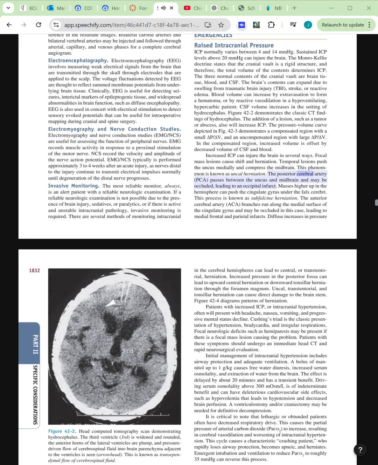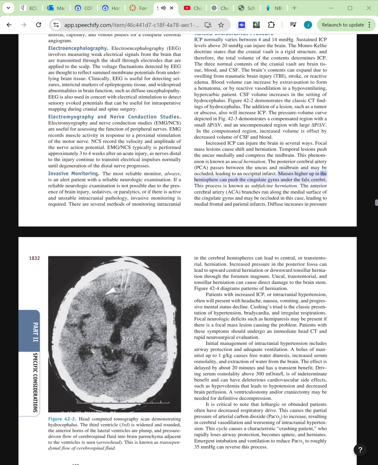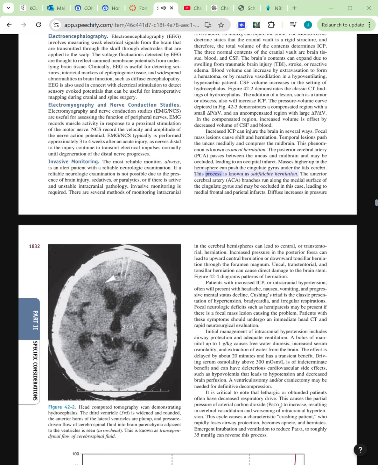The posterior cerebral artery passes between the uncus and midbrain and may be occluded, leading to an occipital infarct. Masses higher up in the hemisphere can push the cingulate gyrus under the falx cerebri. This process is known as subfalcine herniation. The anterior cerebral artery branches run along the medial surface of the cingulate gyrus and may be occluded in this case, leading to medial frontal and parietal infarcts.